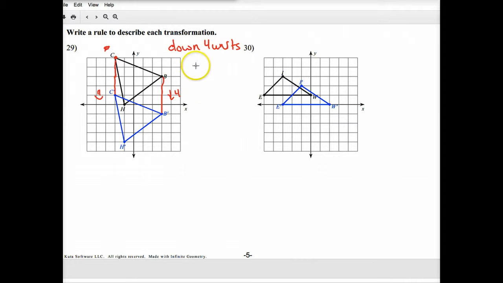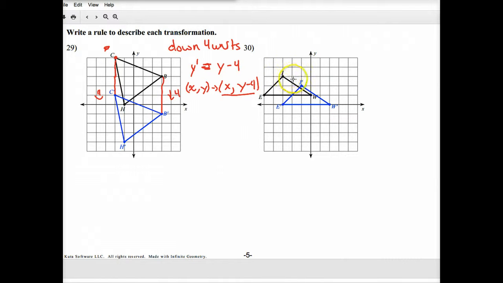So all that's happening is the y value is changing to y minus 4. So the y prime is going to be equal to y minus 4. But the x stayed the same. So we would say x comma y is going to change to, well, the x stays the same, but then the y you subtract 4. So that's our rule. Let's do one more of these over on this next one.